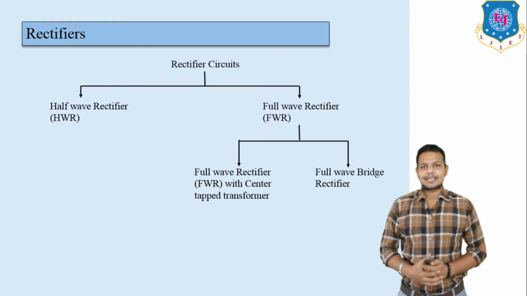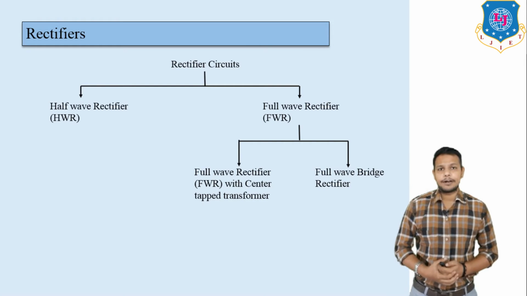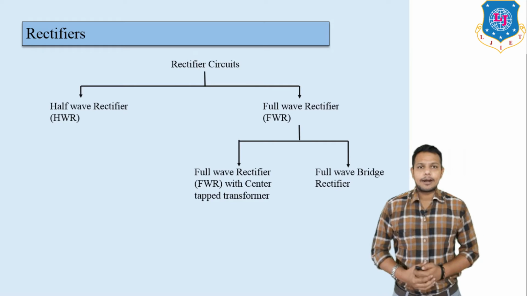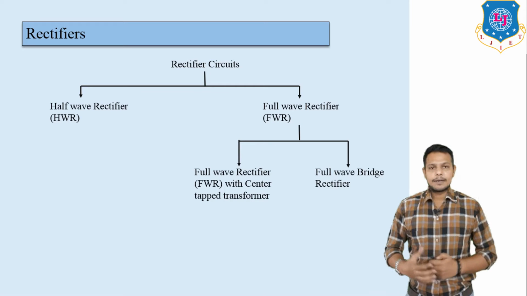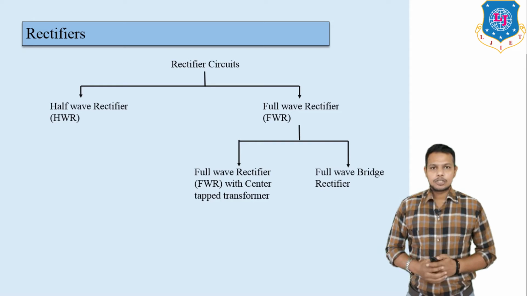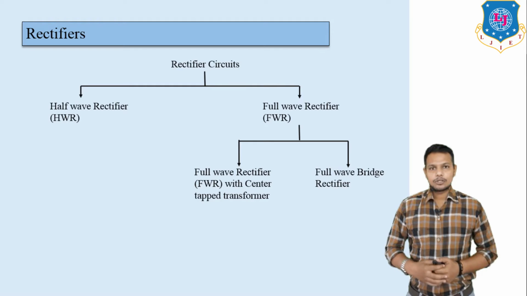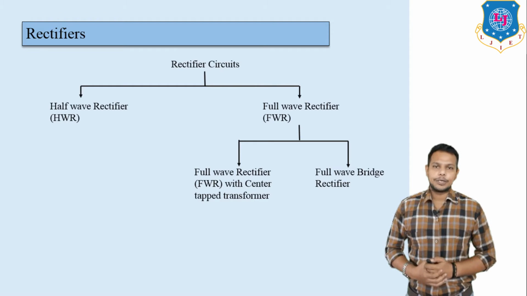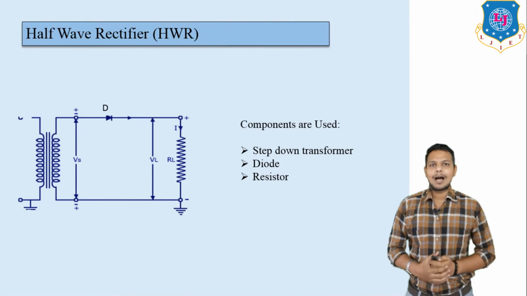Now next let us discuss rectifiers. Rectifiers are divided into two types, half wave rectifier and full wave rectifier. The full wave rectifier is divided into two types: full wave rectifier with center tapped transformer, and bridge rectifier, or we can say full wave bridge rectifier. So this is the tree of rectifier circuits. In this lecture, we are going to discuss only the half wave rectifier. So let us discuss the half wave rectifier.